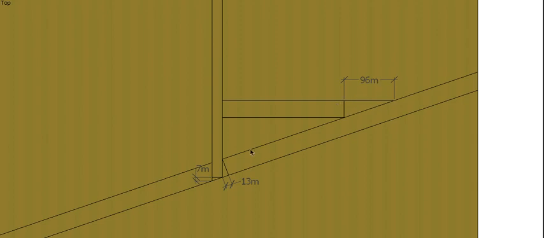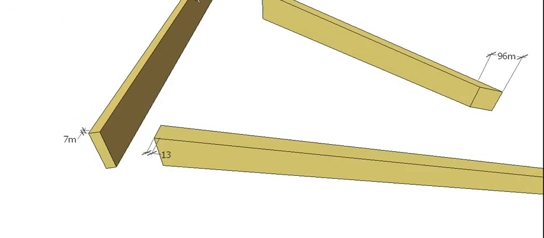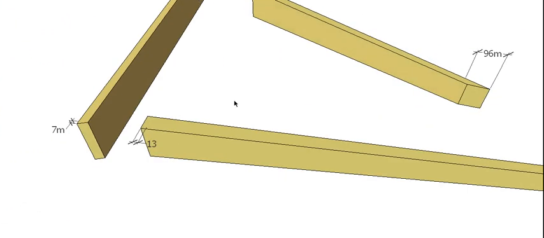So 96 mil for our creeper, 13 for the skew rafter, and 7 mil there for our ridge. And then we can take that over and put that on the members themselves, remembering that this dimension has to be square off the plumb cut, not up the angle of the rafter or the member. Square off the plumb cut, otherwise it's not going to work.